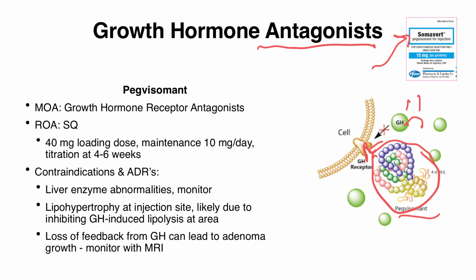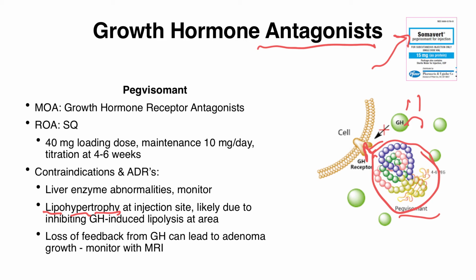Contraindications and adverse drug reactions. There are liver enzyme abnormalities possible, so it's important that you're monitoring liver enzyme levels. You can also see lipohypertrophy, so excessive fat growth. That means that fat grows big at the site of injection.